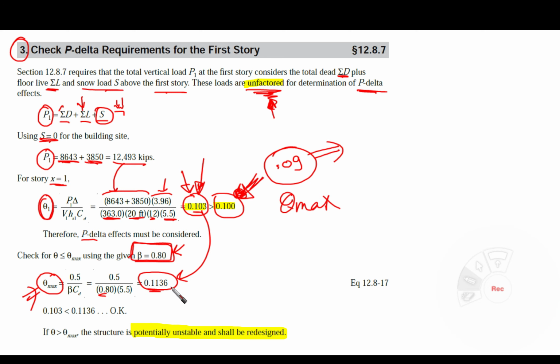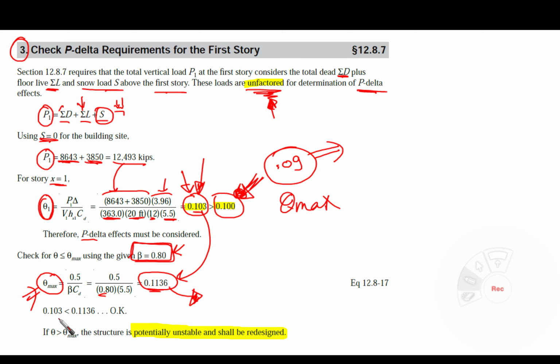But what about the maximum? What is the meaning of the maximum? The maximum is a threshold limit in order to limit or control the residual drift. What is the meaning of residual drift? You can check the previous video. I have explained it in detail.